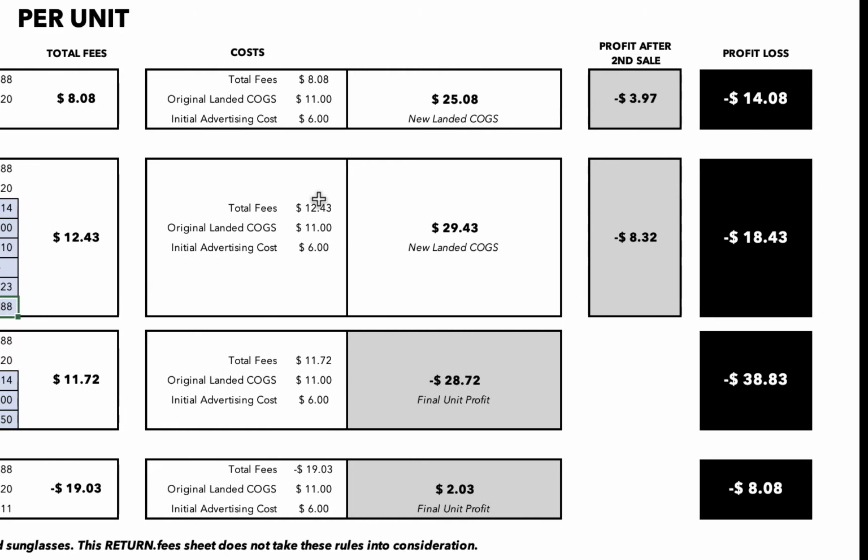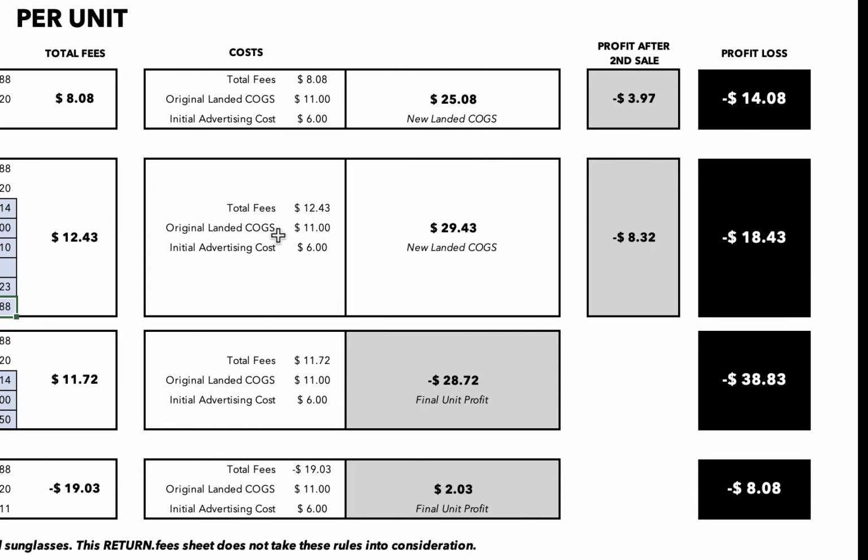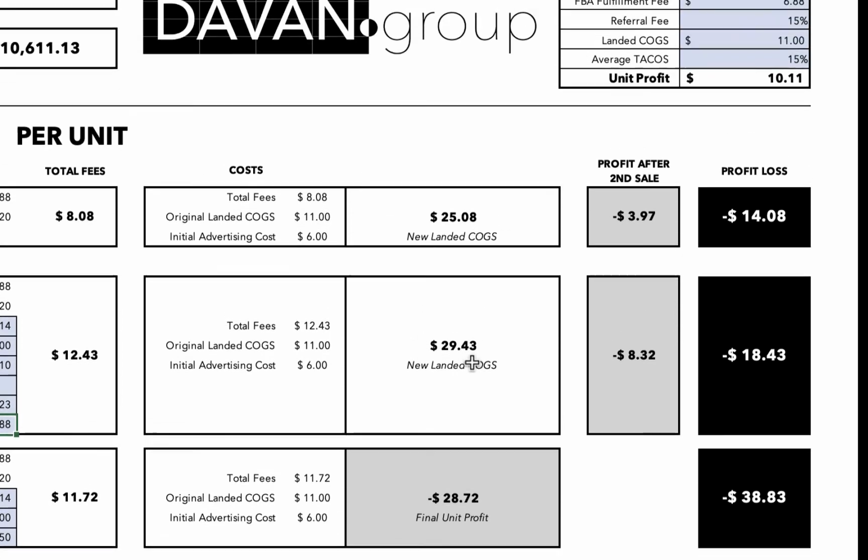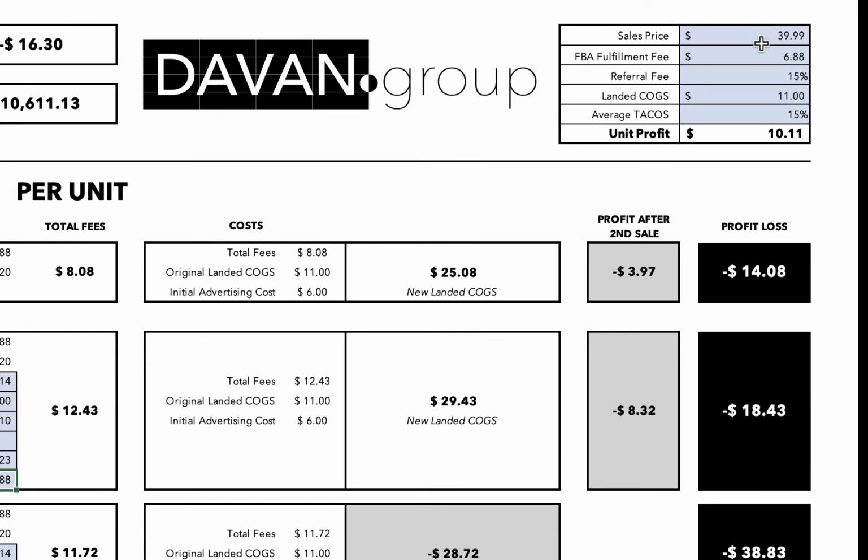Okay, so we take the $12.43 now, here, the total fees. We have to add to it the original landed COGS, the $11, and then the initial advertising cost, right? So our 15% TACoS from the first time we sold it. Adding all of those up together gives us the new landed COGS of $29.43. That means once the product arrives the second time at FBA, it actually had cost us in total $29.43. And remember, we're only selling it for $39.99. That means after running the second round of ads on it at 15%, the profit we're going to make once we sell it the second time is a negative $8.32. That means we're losing money.